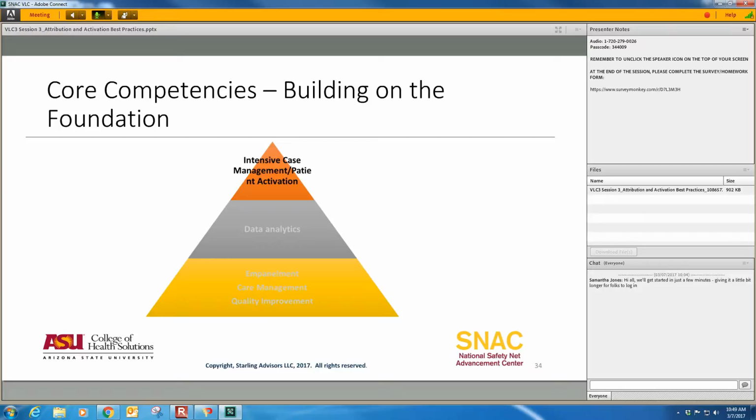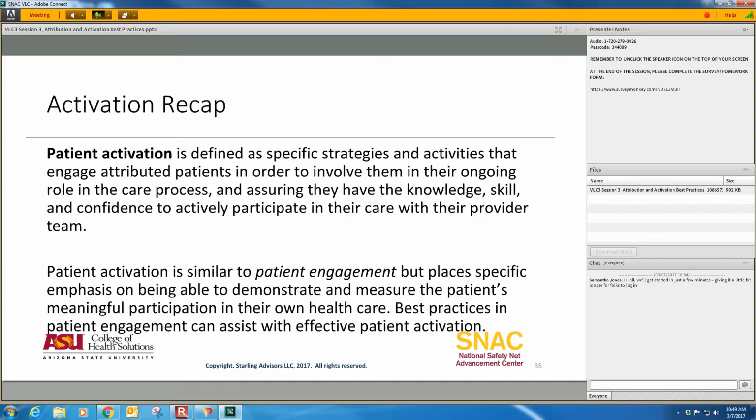So this intensive case management, patient activation piece is really one of the most challenging areas that we see, and the one where providers have the most questions about what they should do, and how you could actually be successful here. So the way we've defined patient activation is specific strategies and activities that engage attributed patients in order to involve them in their ongoing role in their care process and ensuring they have the knowledge, skill, and confidence to actively participate in their care with their provider team.